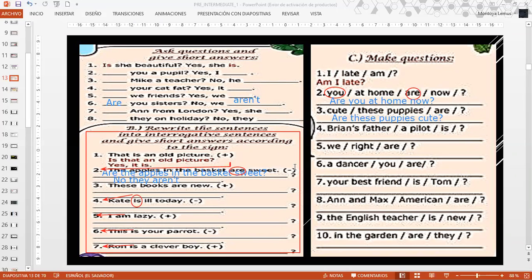Is Brian's father a pilot? Okay. The next. A ver, number 8, ¿cómo quedaría? Are you an American? Yes. Okay. Number 9. Is the English teacher new? Yes. Very good. Okay. Hay que practicarlo. Muy bien. Let's go.